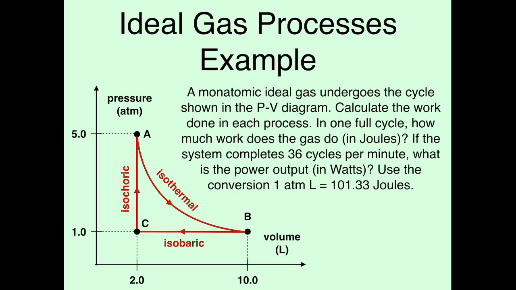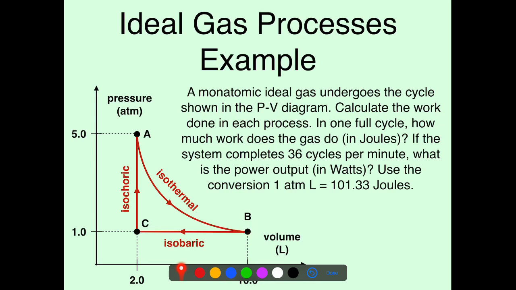So there's a conversion factor that we're going to use here, and I'll explain where this comes from as we do the problem. The conversion factor is 1 atmosphere times a liter is equivalent to 101.33 joules. Okay? So what's going on here is we start the process at point A. We follow this isothermal curve to point B. So the gas is expanding. Volume is increasing, but the temperature is staying constant until we get to point B.